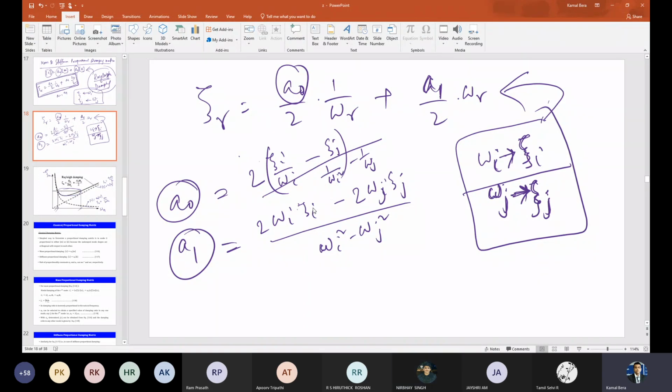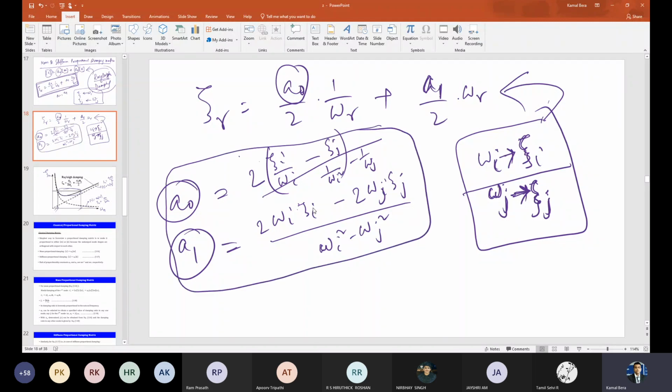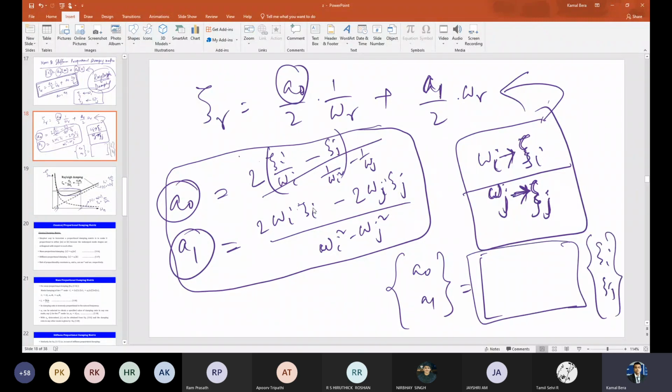I am not verifying this because it is too trivial to verify. Two equations, two unknowns, simple. Solve it and find out A naught and A1. For convenience, you can write it in matrix form also. Two equations, and then invert it basically, and then you will get something into zeta i, zeta j. So basically this something needs to be filled.